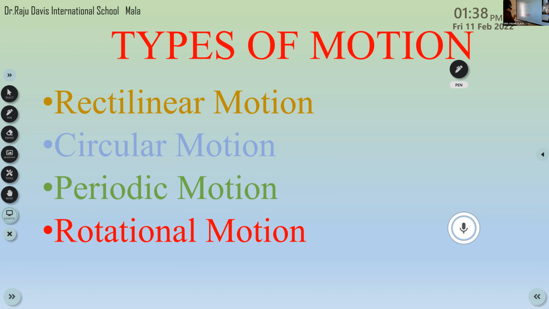See, there are various types of motion: rectilinear motion, circular motion, periodic motion, and rotational motion. Rectilinear motion means in a straight line. Circular means circle way.